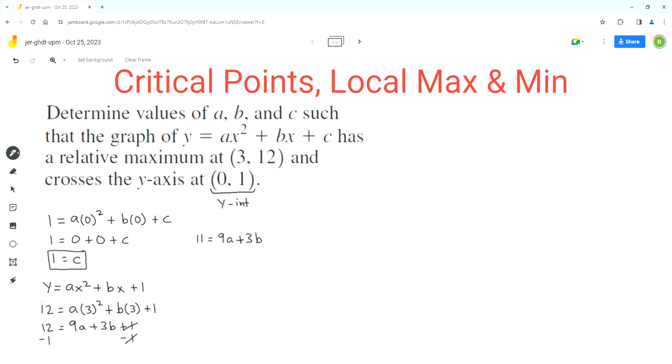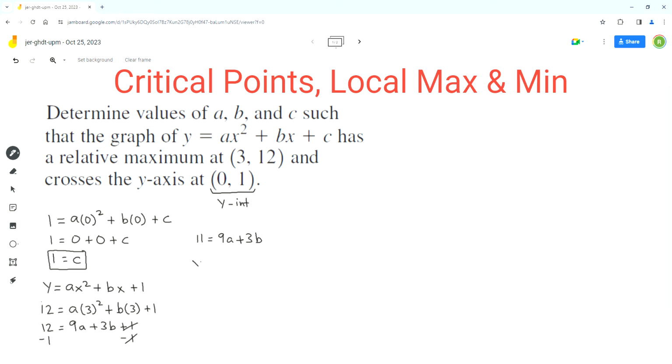Now we have to use the fact that there is a relative maximum at point (3, 12). That means the tangent to this function at (3, 12) is horizontal because there is a relative maximum at that point. So the tangent is horizontal and that means the slope of the tangent is equal to 0. Now the slope of the tangent can be found by finding the derivative of the function. So the next step is to find the derivative of the given function equation.